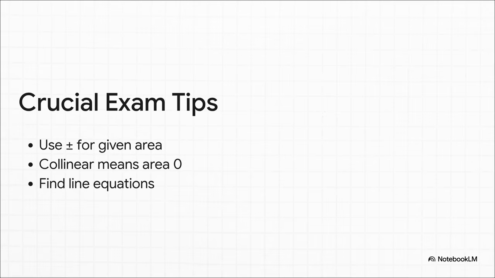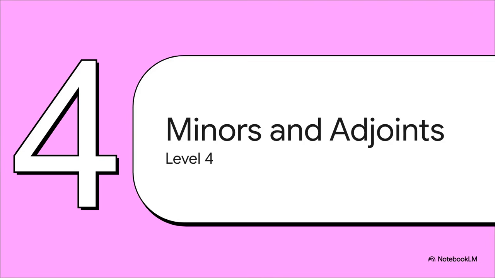If you only solve for the positive side, you are for sure going to lose marks. Also, if 3 points are collinear, meaning they form a perfectly straight line, well, they don't form a triangle, right? So their area is exactly 0. You can actually use that 0 area trick to easily find the equation of a line passing right through 2 points. Next up, level 4, minors, cofactors, and adjoints.